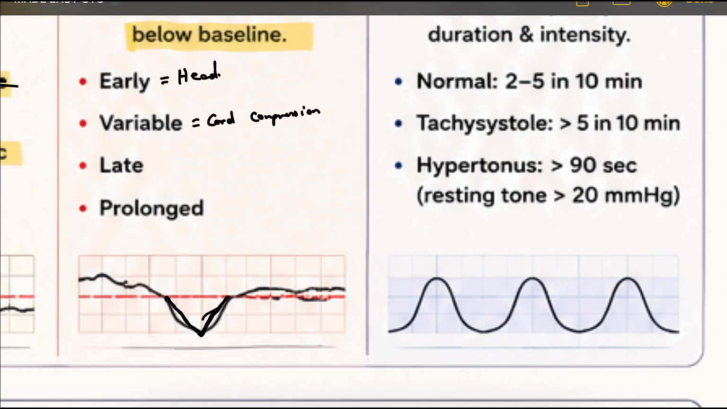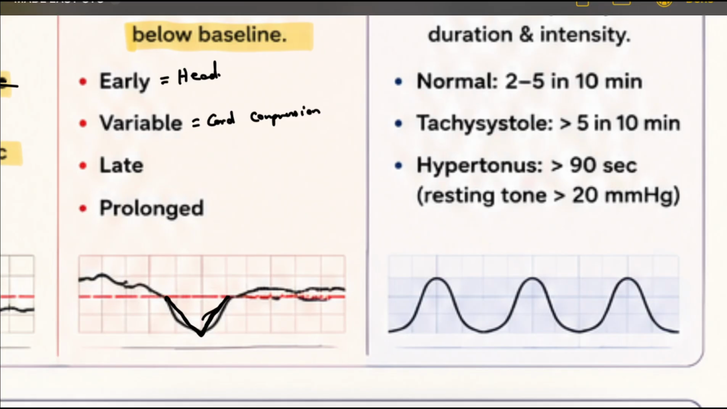In variable deceleration, if you are getting it, the baby has umbilical cord compression, with sudden onset or sudden recovery. So it looks like a V or U or W shape. It may improve by changing maternal position. For example, the cord wrapped around the baby's neck, where variable deceleration appears.